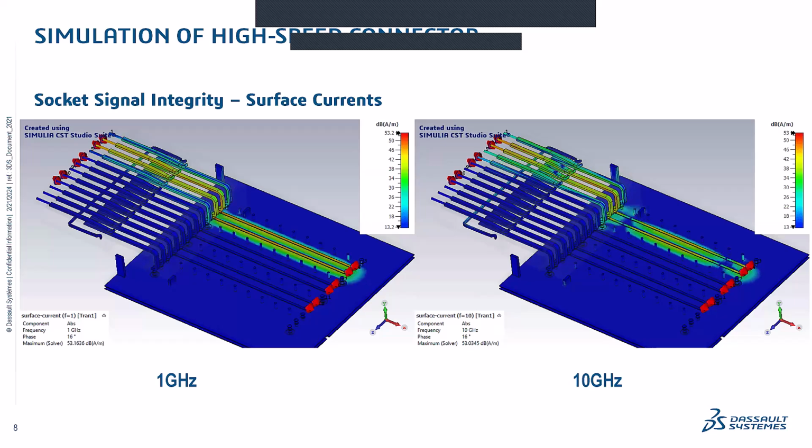So the main aim of signal integrity analysis is to ensure that the signal can travel from one side of the connector to the other with minimal reflection, minimal loss, minimal radiation, and minimal crosstalk between different differential signals. So let's see how the simulation is done within the ModSim environment.